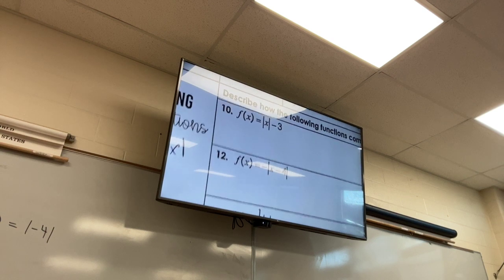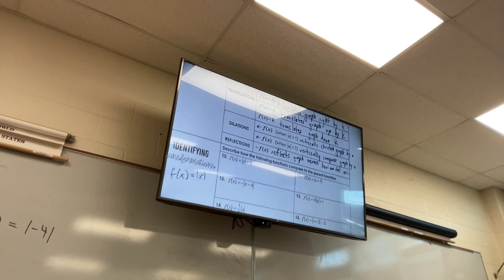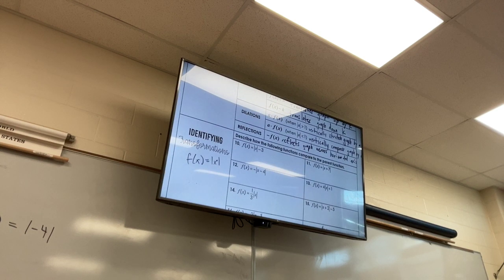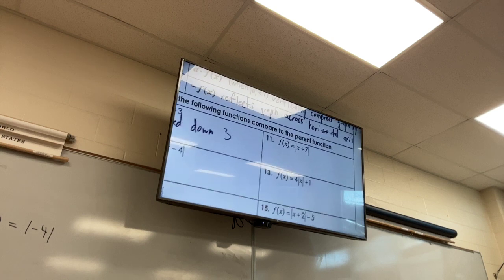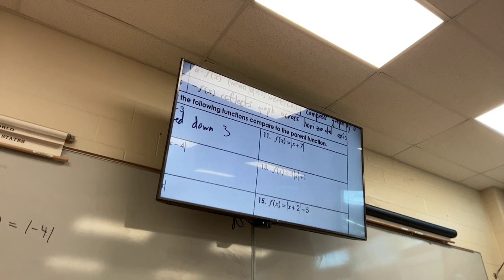Okay, and then when I take absolute value of x and I do a minus 3 outside the absolute value bars, what happens to my graph? It would be to the right if it were inside the absolute value bars. Yeah. Down 3, okay? It's translated down 3. Alright, and then number 11, I got a plus 7, but it's inside my absolute value bars, so what does that do? Translates left 7.